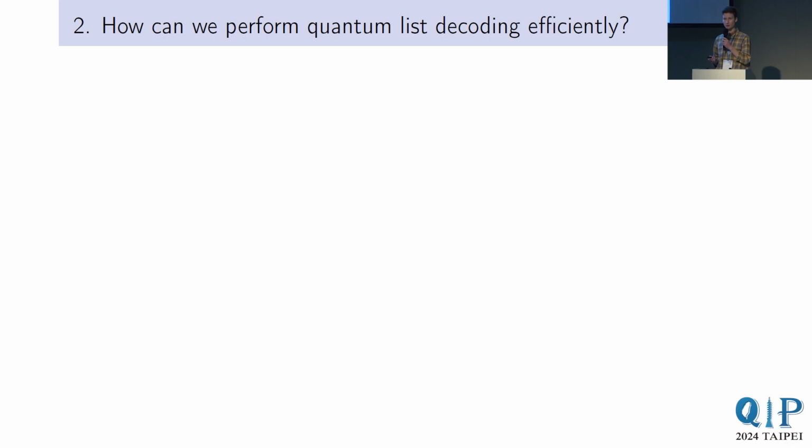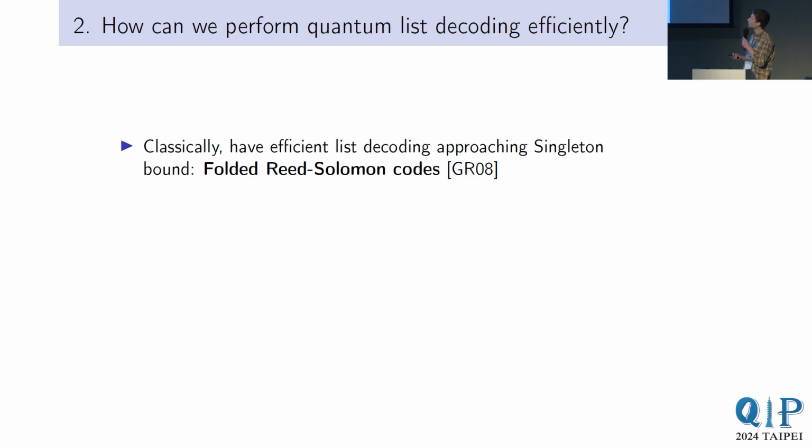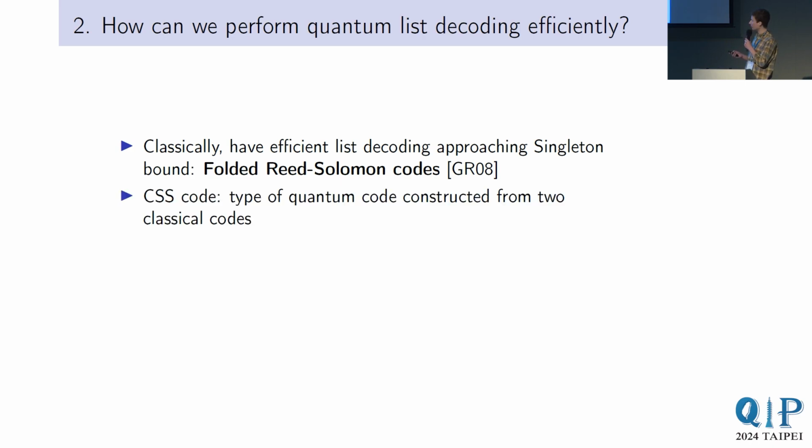Okay, so now we want to find a way to construct efficient encoding and decoding algorithms that do list decoding up to the optimal Singleton bound. Classically, this problem has been solved, and it was originally solved in 2008 by Guruswami and Rudra, who came up with folded Reed-Solomon codes, which I won't have time to get into, but it's a beautiful construction that achieves this almost optimal classical list decoding.